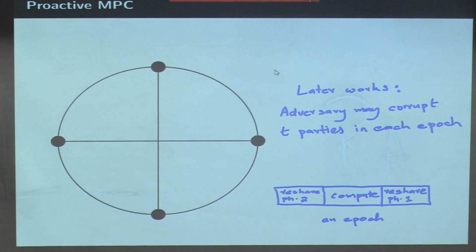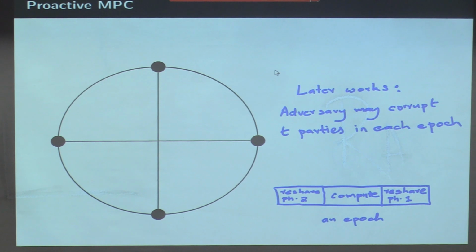However, later work started considering the question of talking about T corruptions in an epoch. An epoch could be several rounds together. You want to ensure that in K rounds the adversary is only allowed to corrupt T parties and so on. So at that point they acknowledged that the adversary could move around, but the interest was to make the protocol more efficient.